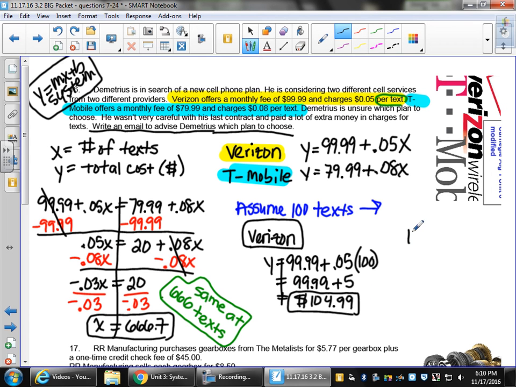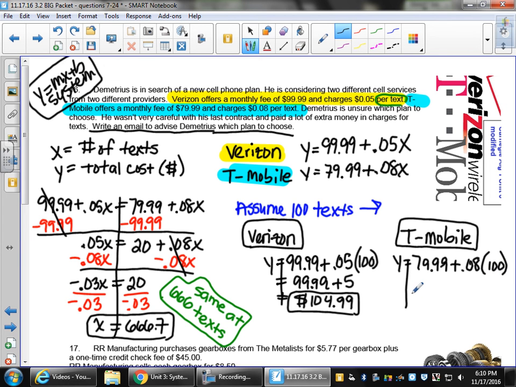Let's compare to T-Mobile. Which would be y equals $79.99 plus 0.08 dollars per text times 100 texts. That will be $79.99 plus 8. Adding that together, $79.99 plus 8, we get $87.99.